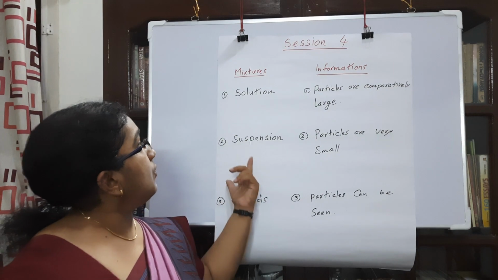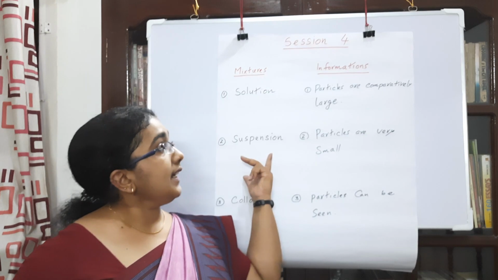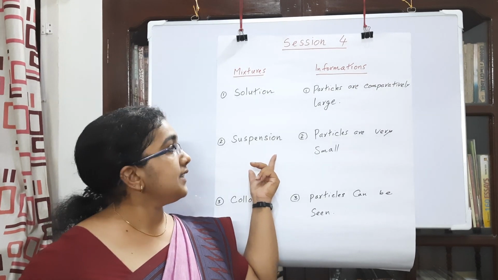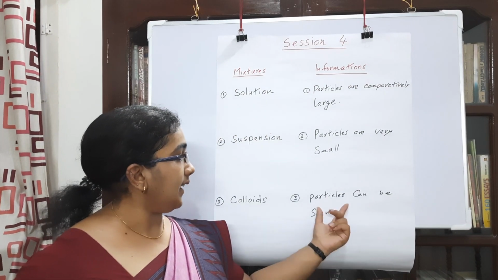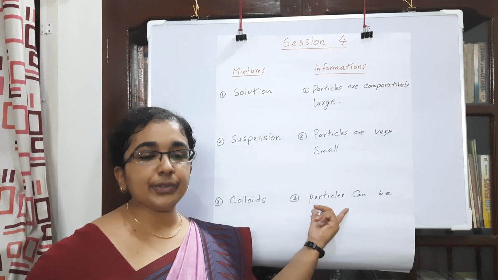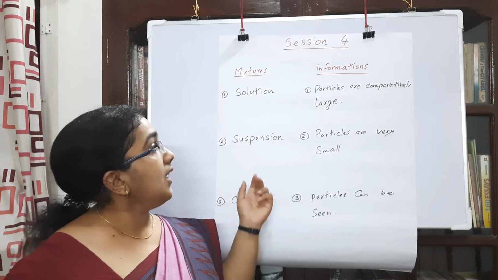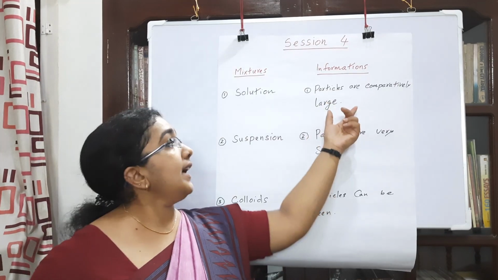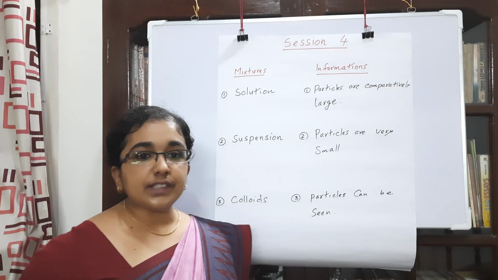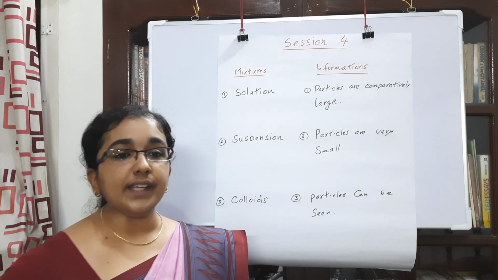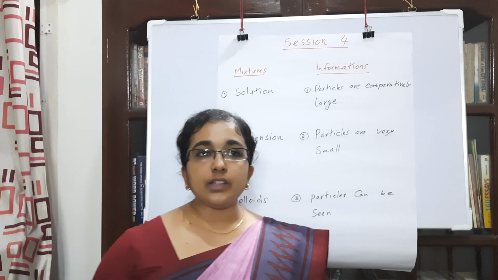Now for the second mixture, it is suspension. What's the answer? Yes, the particles are comparatively large and can be seen. And finally for colloids, particles are comparatively large. So these are the answers. I think that is very clear.